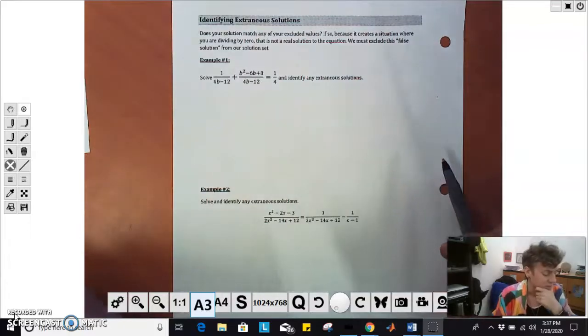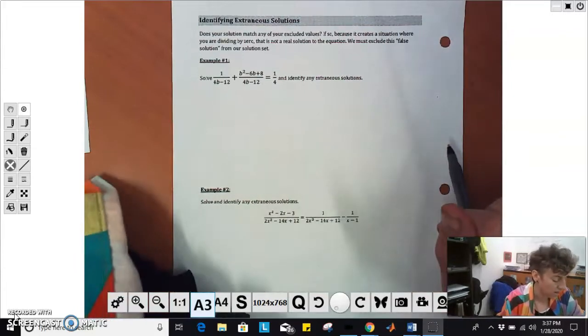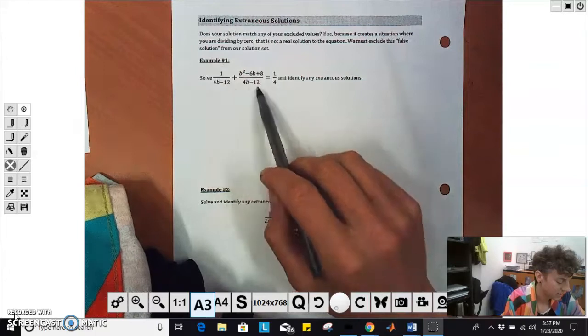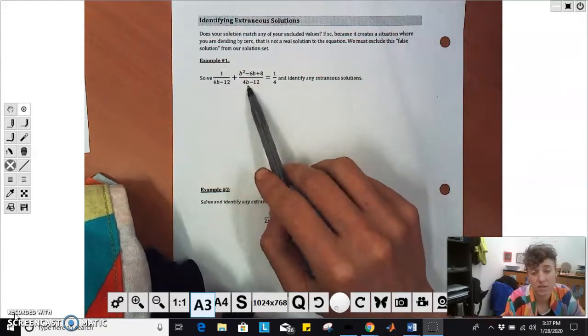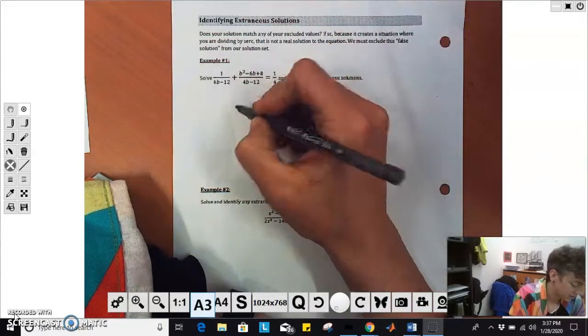So we check out this example number 1. We're going to solve and identify any extraneous solutions. Well, these already actually have the same denominator, don't they? So we could just straight up combine this now.